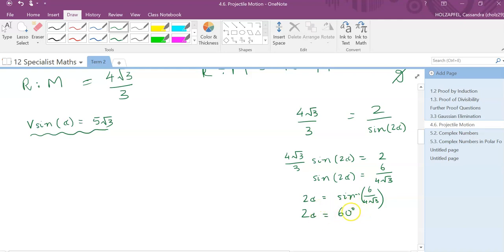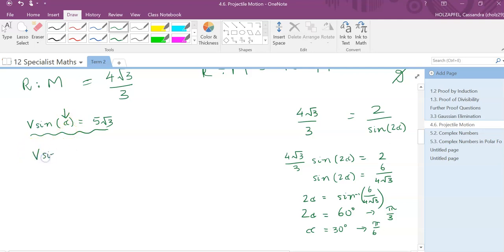I still had my calculator in degrees from earlier, but you could also express this in radians, and I think it probably would be better to express this in radians. Okay, so lastly, I'm just going to divide through by 2. So alpha is equal to 30 degrees, or if we were to do this in radians, pi over 6 radians. Okay, so I know what this angle is now, so I can substitute that information in. And again, I've got my calculator in degrees at the moment, so I'm just going to keep using degrees.